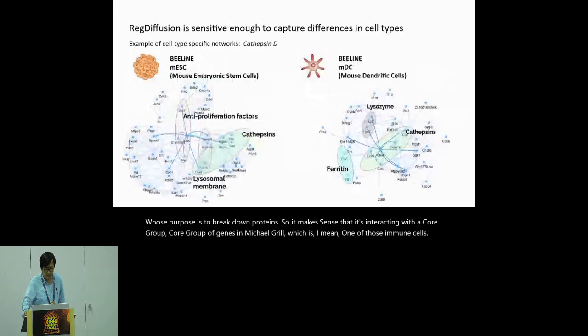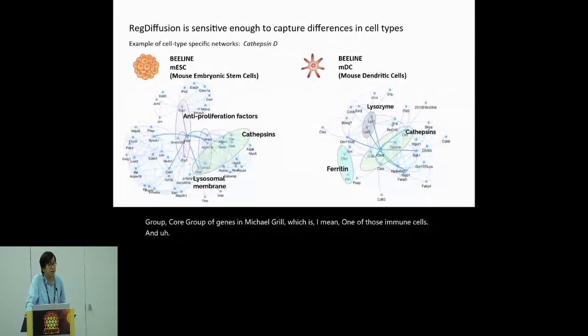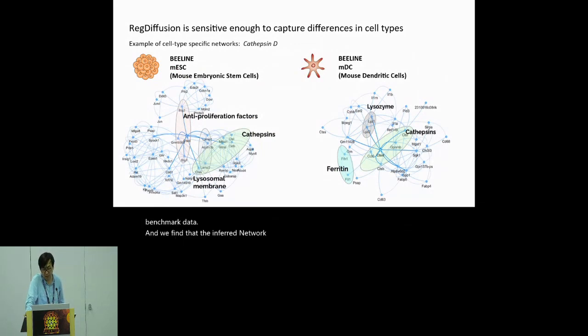Fortunately, we also find cathepsin genes existing in other BEELINE benchmark data. And we find that the inferred network around cathepsin, in this case cathepsin D, is in fact very specific to the cell type. For example, in the mouse embryonic stem cells, cathepsin D is directly linked to BTG1 and 2. They are anti-proliferation factors. In the embryonic stem cell setting, they are acting as regularizers after all the growing factors, which totally makes sense.